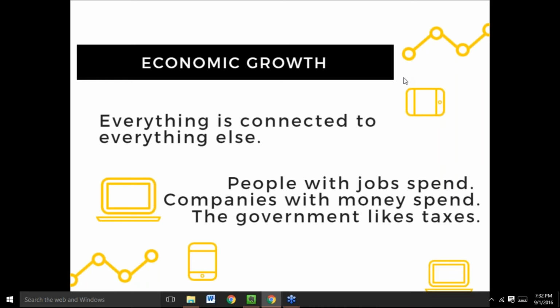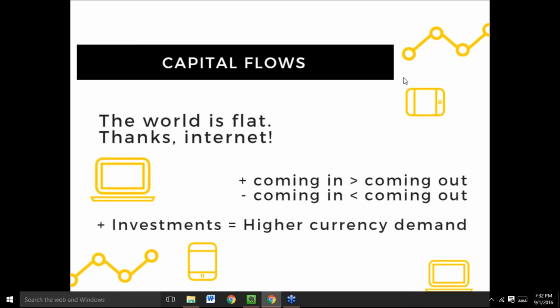Okay, now we won't move too far from here. I already talked about investors investing in healthy economies. So this leads me to the second factor, which is capital flows. You see, the world is flat. Just remember that. The world is flat. People are now able to invest in different things outside their countries, things you find on the internet, even other currencies.